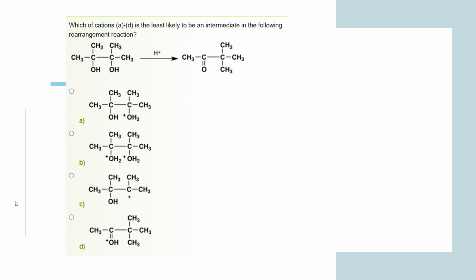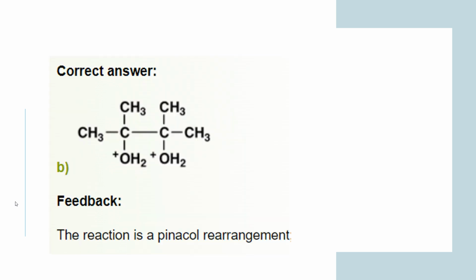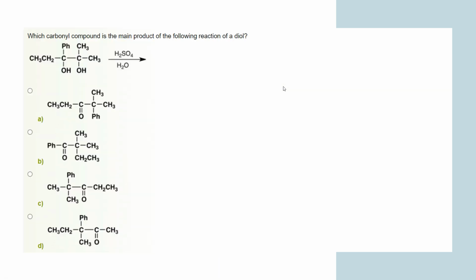I hope with this question you have again been able to revise the mechanism of pinacol pinacolone, and you have also understood the kind of intermediates that we come across in this reaction. So after this, let us move to the next question. Yeah, this is the answer for this question. And in the next question, which carbonyl compound is the main product of the following reaction of a diol? Again, this is a question from the topic pinacol pinacolone.